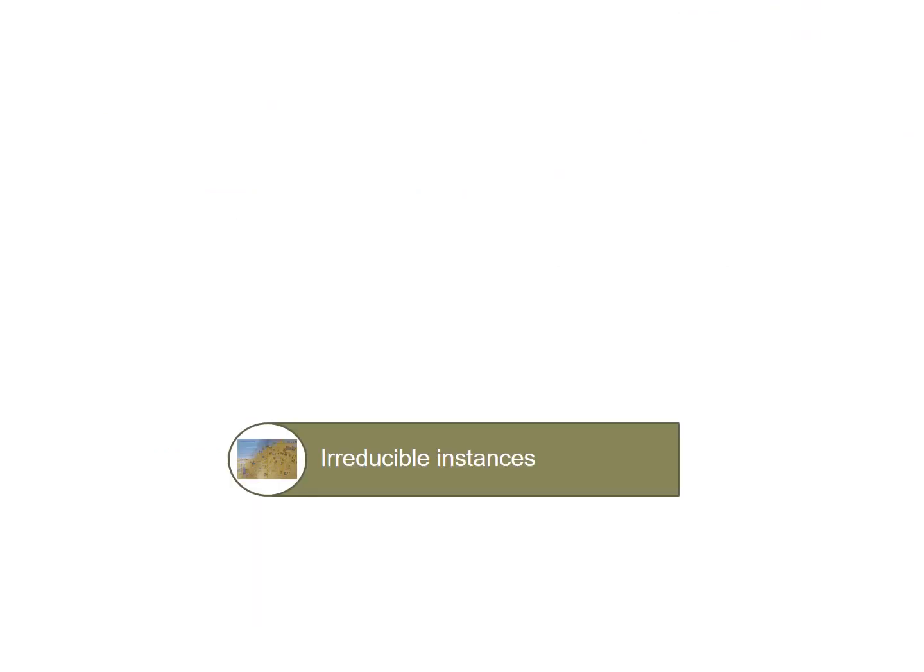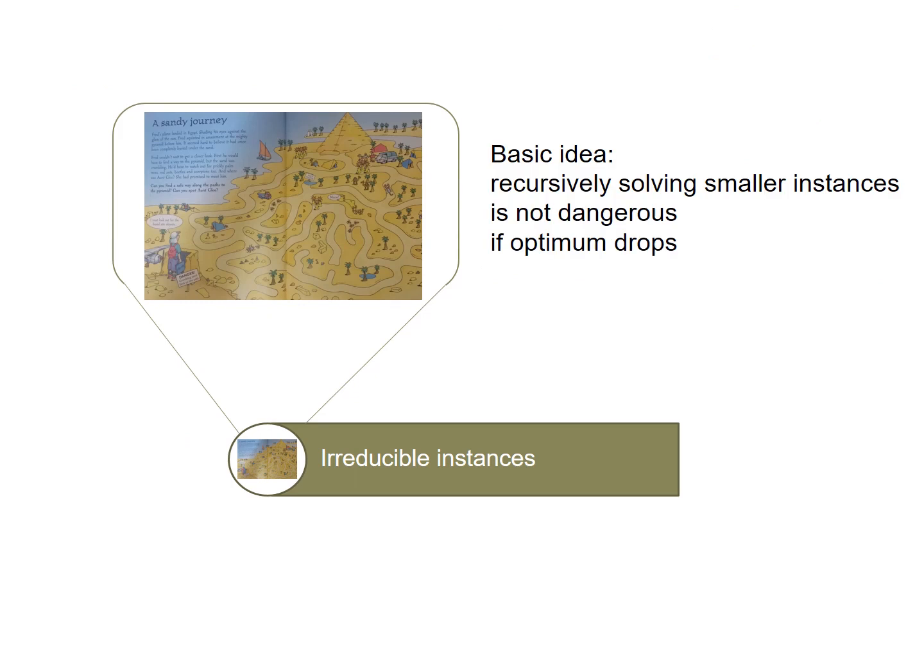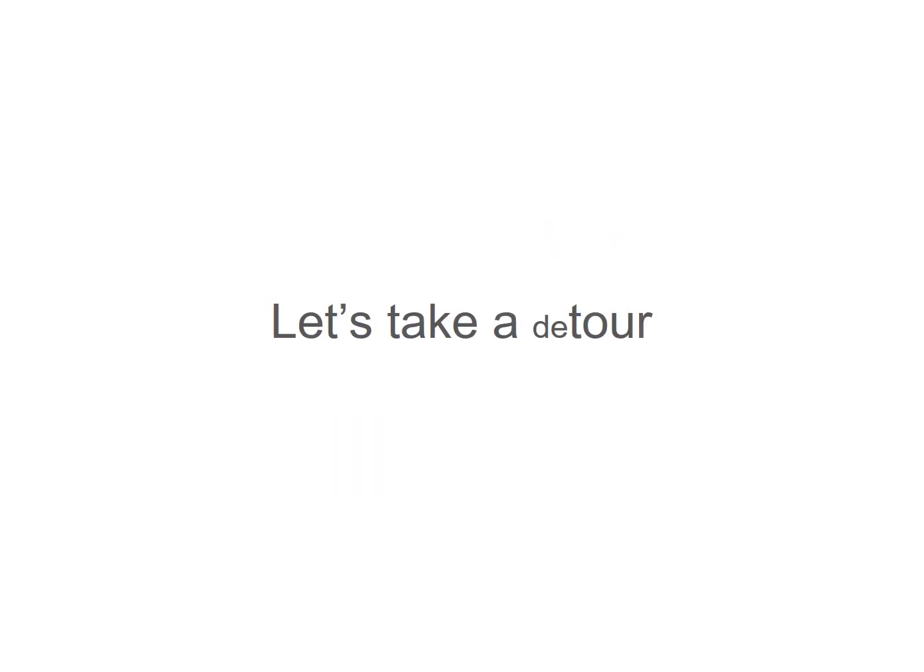Good. The main thing in the talk today will be a reduction to what we call irreducible instances. Okay, and the basic idea here is that you can recursively solve smaller instances using the same algorithm. And that's not dangerous as long as the optimum drops if you recurse. But if it doesn't drop, then our instance will look like this. It will have some long path. So let's take a detour, so that I can show in a simplified setting why it's not dangerous to recurse if the optimum drops.